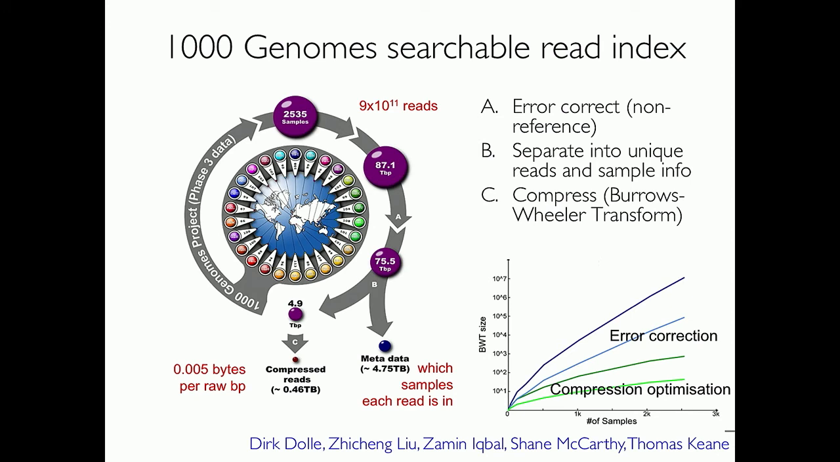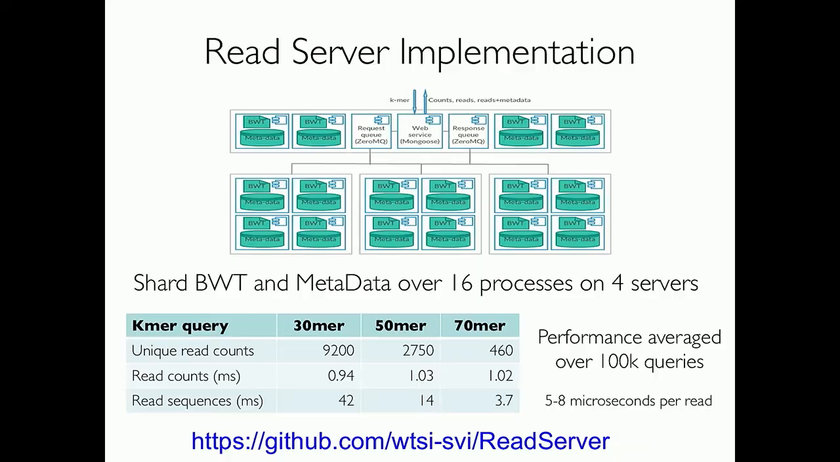And the ways that you do error correction and compression matter, and I think we're not at the end of that. There's an implementation that Ji Cheng built with a whole set of distributed servers. You can now query with a 30-mer or a 70-mer. You can find how many matches you get, how many unique read sequences you have, and then you can pull those out at about 5 microseconds per read. So this is really something you could use as a server.